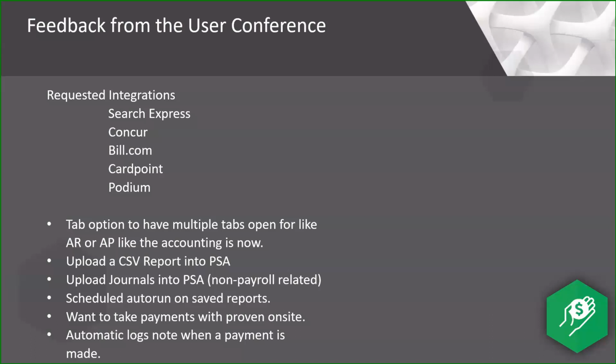So most companies have a payroll export come from their payroll company. Some companies do not. They have to manually data enter that payroll journal. So instead of having to enter it again as a journal entry into PSA, the request was to have a CSV upload into the general journal section. Schedule auto run on saved reports. We are looking at including this in the proven analytics portion where customized reports can be automatically sent.